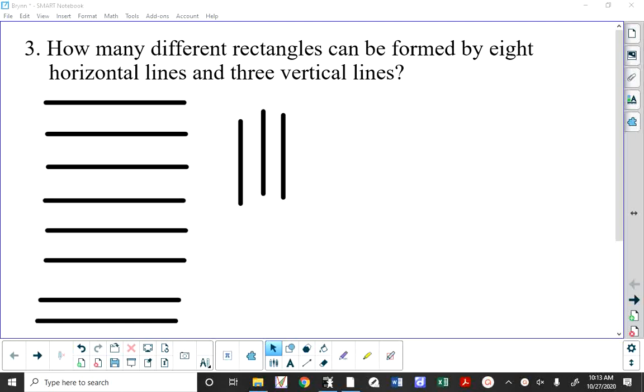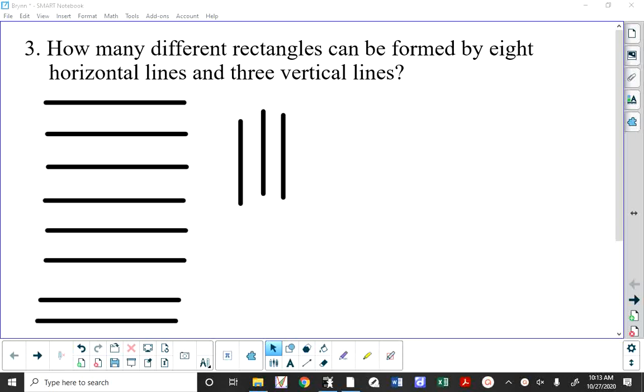The first question you're asking about is number 3, where you have rectangles that are going to be formed. If I had to retype this question, I would add a little bit of something to it to make it clearer. The question is how many different rectangles can be formed, and it should say by 8 different horizontal lines and 3 different vertical lines.